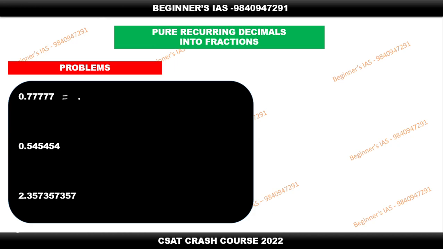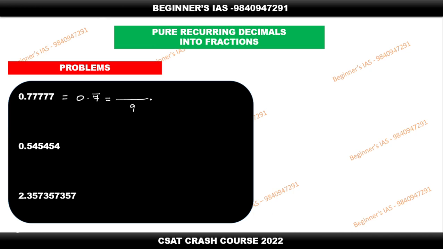So what do you mean by purely recurring decimal? Listen. After the decimal, every number recurs, that is the purely recurring decimal. After the decimal, 7 only, that 7 is continuously recurring, therefore it's a recurring decimal. So what is the shortcut? How many numbers are recurring after the decimal? 7 only, therefore put a 9 in the denominator, one 9 in the denominator.